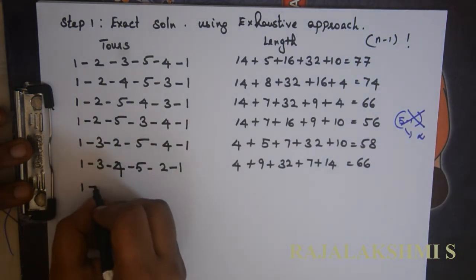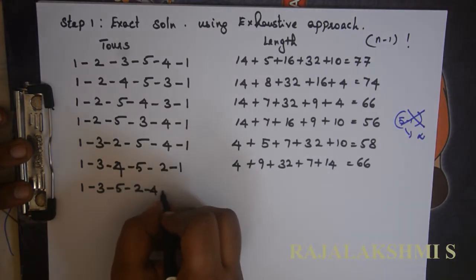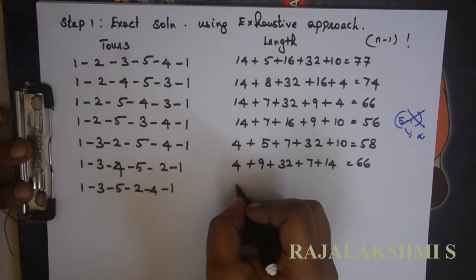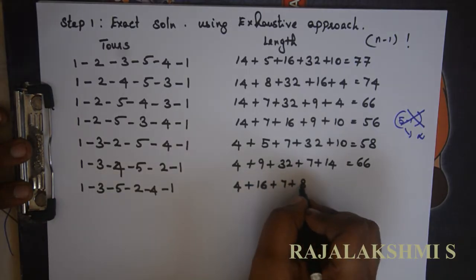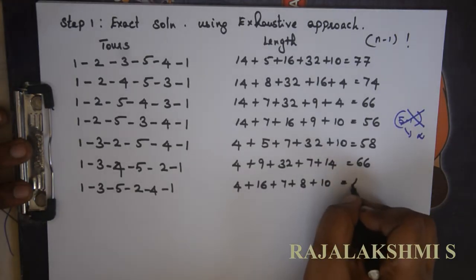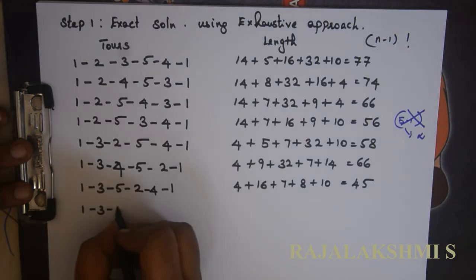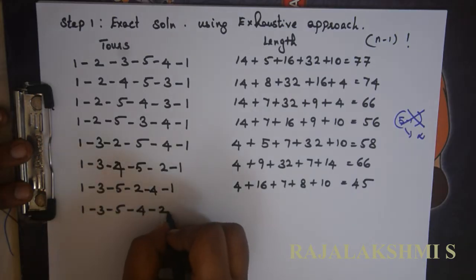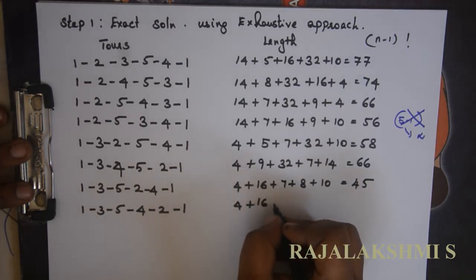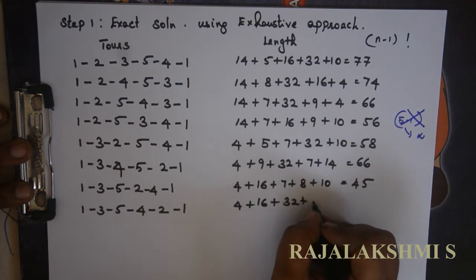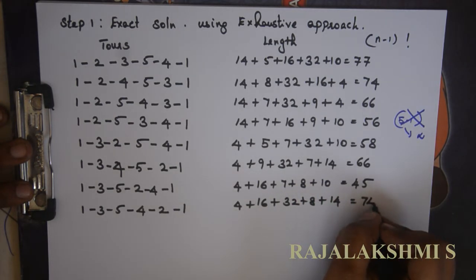Similarly, the next combination is 1 to 3, 3 to 5, 5 to 2, 2 to 4, 4 to 1. Here the distance is 4 plus 16 plus 7 plus 8 plus 10, which is equivalent to 45. The next is 1 to 3, 3 to 5, 5 to 4, 4 to 2, 2 to 1. The length is 4 plus 16 plus 32 plus 8 plus 14, which is equivalent to 74.